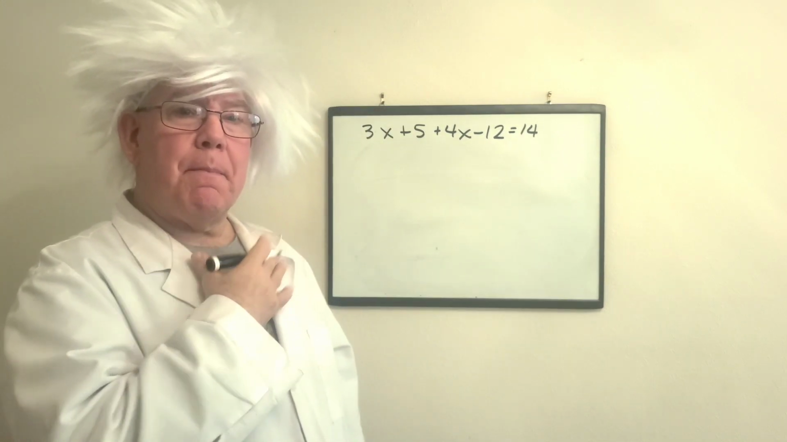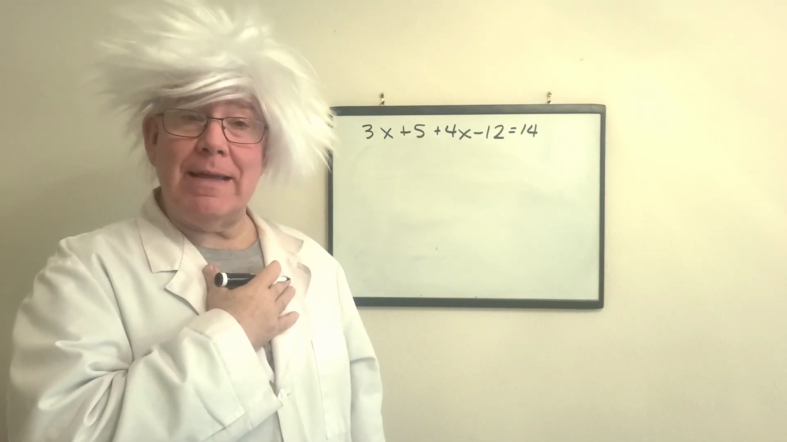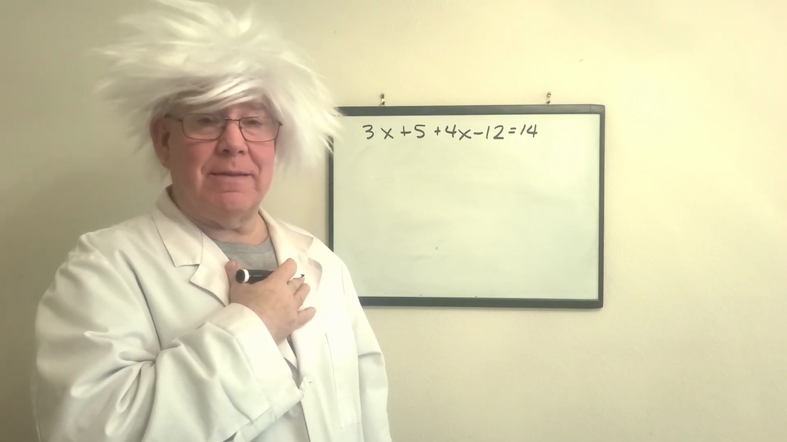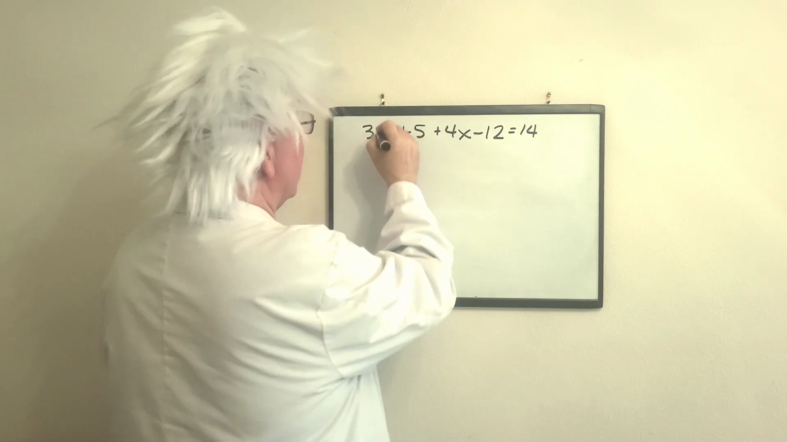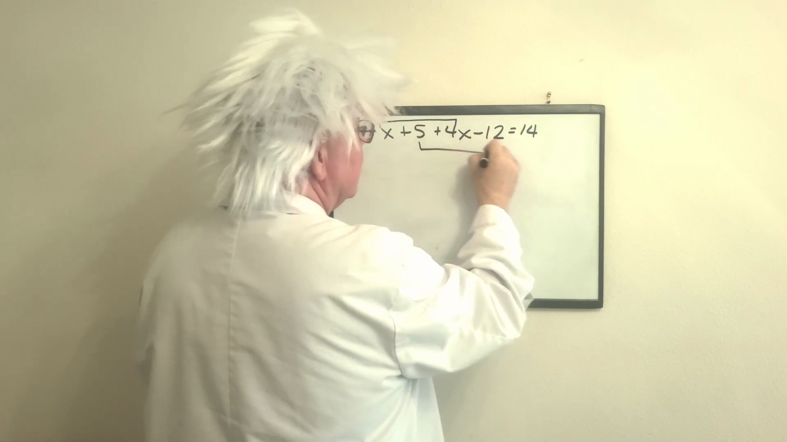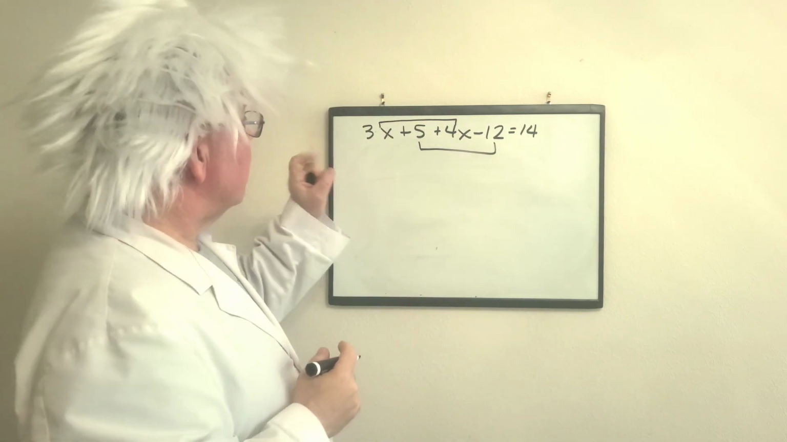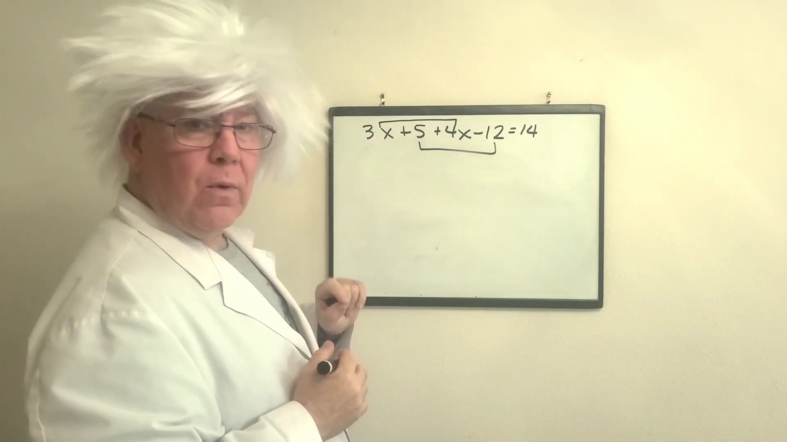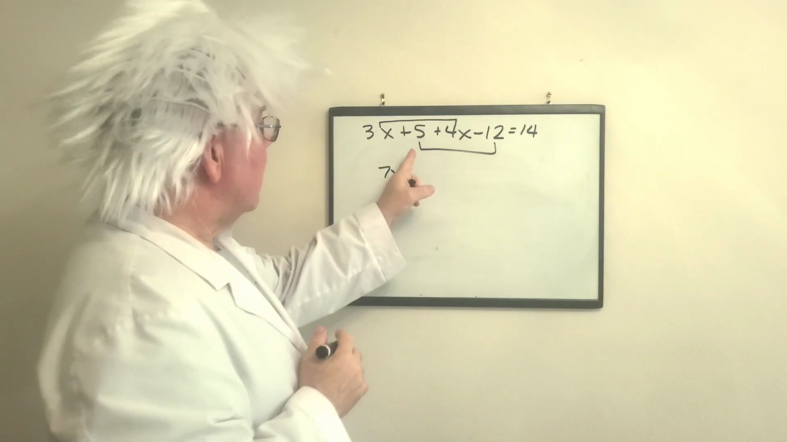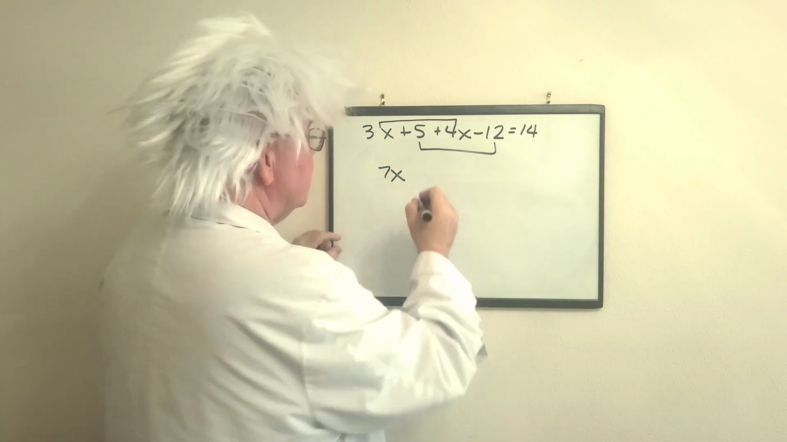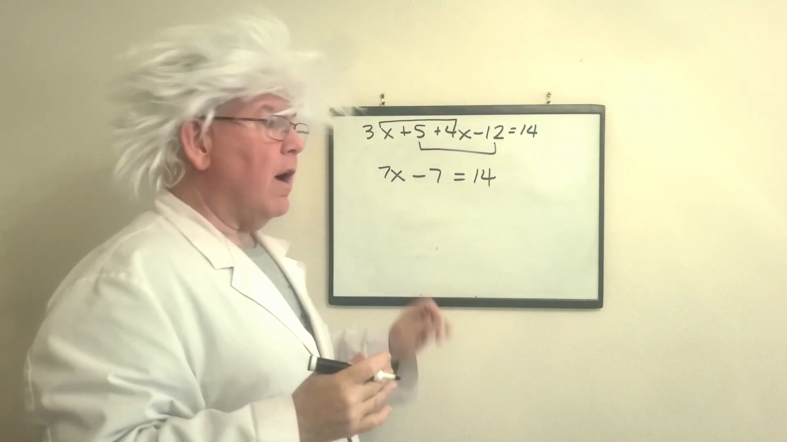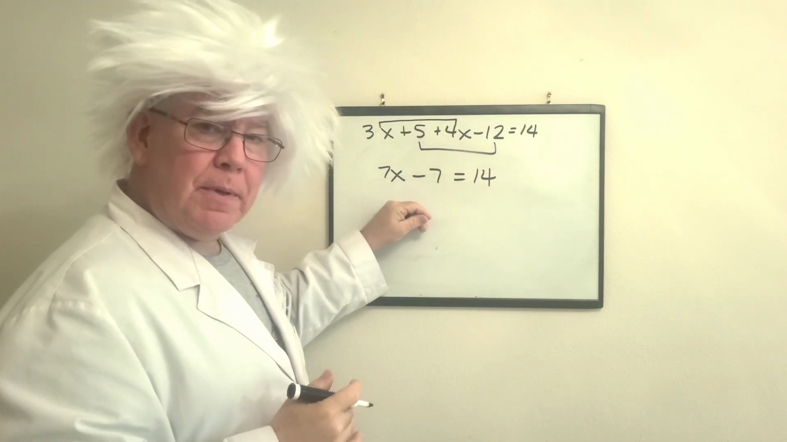First, I'm going to combine my terms that are like together, and I do them with what I call combining like term brackets or CLT brackets. So I will combine these two terms together, and I will combine these two terms together. Okay, so first things first, 3x plus 4x is going to give me 7x. All right, now 5 minus 12 gives me -7, and that's going to equal 14. So I've gone from all this mess to a two-step equation.